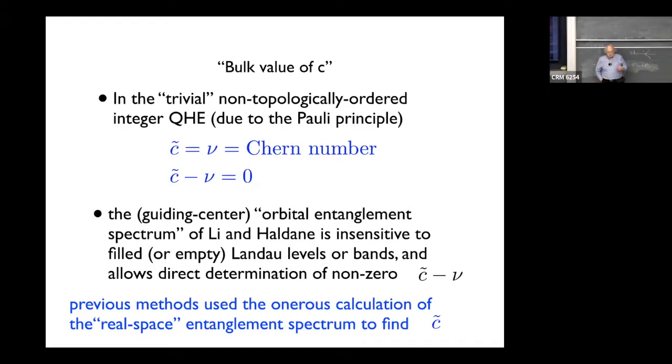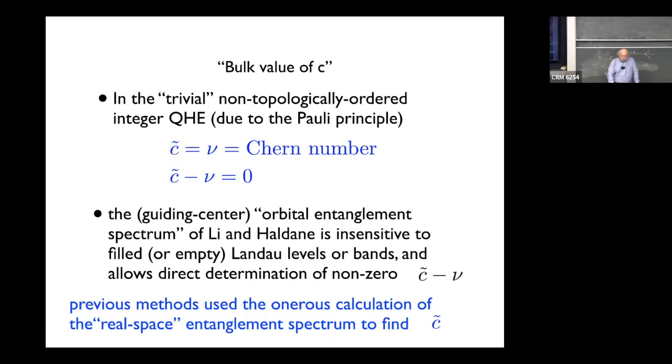So if you follow the standard calculation of C for free fermions, but you modify it to say that the occupation factor doesn't go between 0 and 1, it goes between nu and 1, you will actually find C equals nu for free fermions, where nu is the jump at the Fermi surface. And indeed, if you divide the system up, take out the Landau orbit degrees of freedom and focus only on the guiding center degrees of freedom, which give the so-called orbital entanglement spectrum, you find you don't measure C, but you measure C minus nu, which I call C tilde.